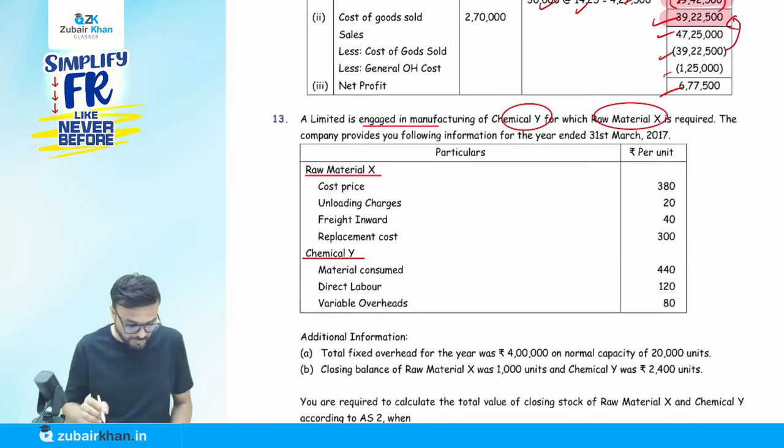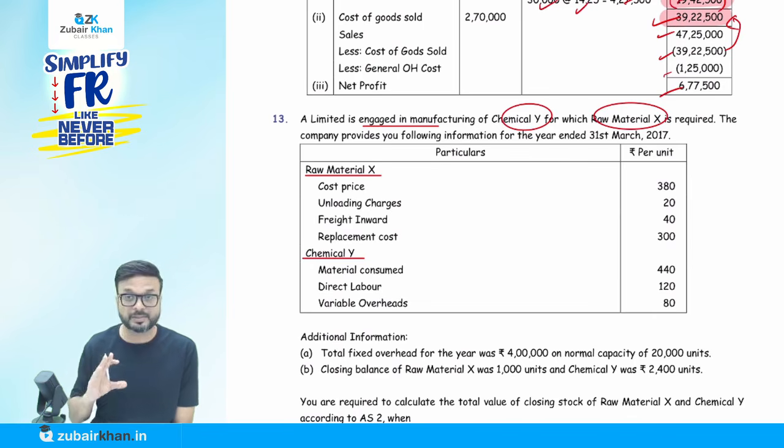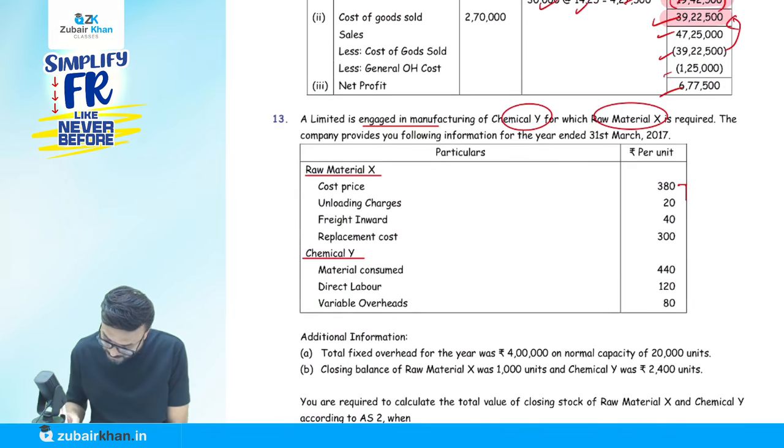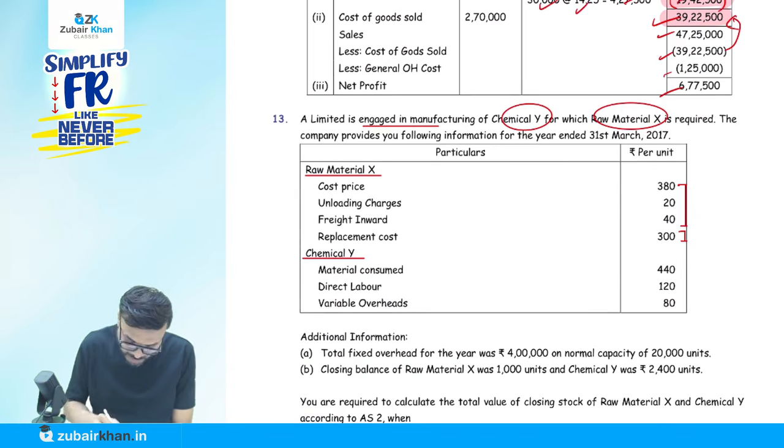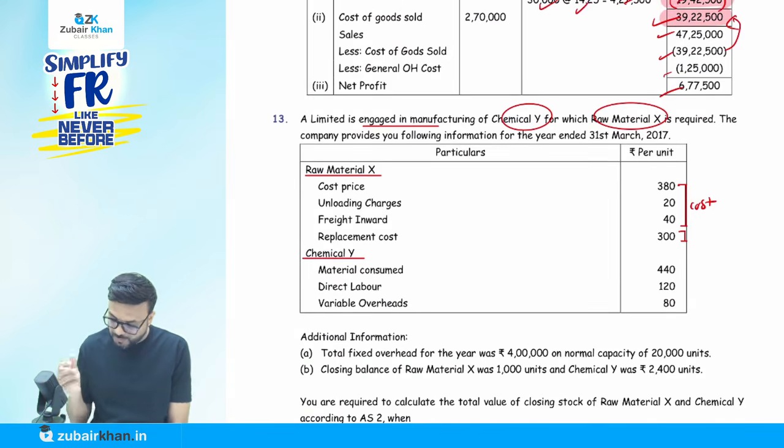Very simple. How is the valuation? Cost or NRV, whichever is lower. Just listen to me carefully. So what is the cost? The cost price is 380, unloading charge is 20, freight inward 40. Replacement cost is NRV. So for the raw material, how much is the cost? If you do the total, 380 plus 20 plus 40, that will come to 440.